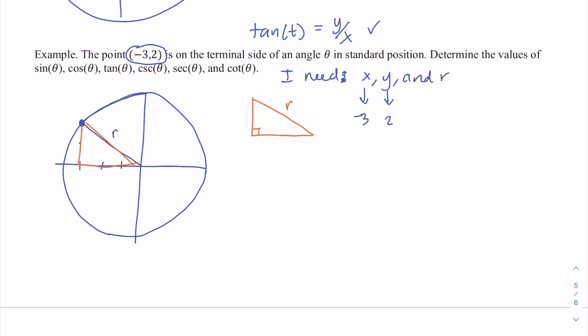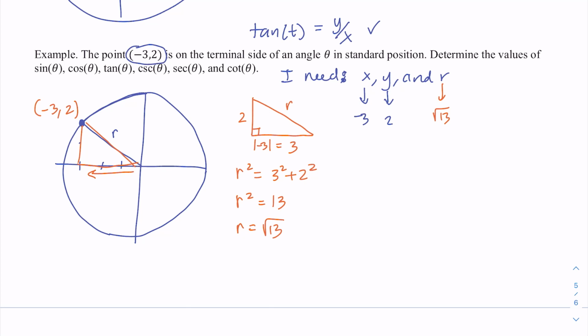The short side would have a length of 2, and this long side, now I go to the left, to get over to this point location (-3, 2). But the lengths of the sides of triangles need to be positive. So I can think of this as the absolute value of -3 gives me 3 for the length of that side. So now I can solve for r. So r squared is 3 squared plus 2 squared, given the Pythagorean theorem. So r squared is 9 and 4 is 13, so r is the square root of 13. So now I have r is root 13, and now I'm ready to find my 6 trig function values.